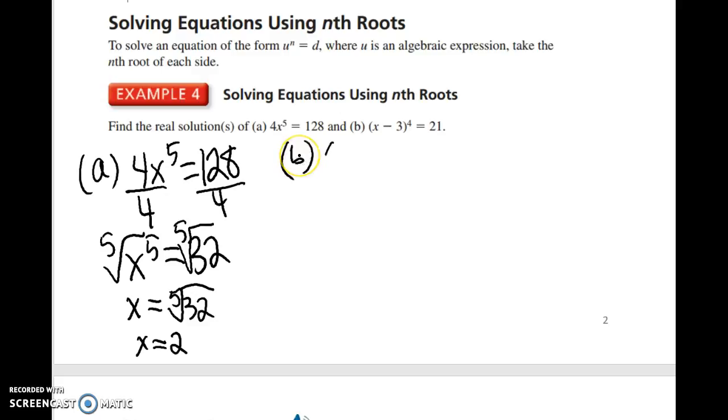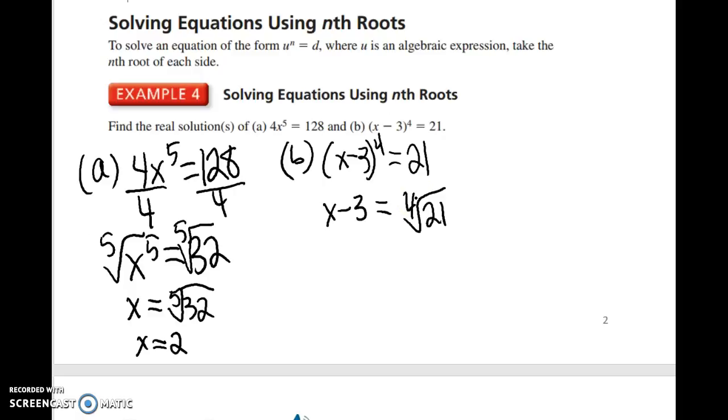In part B, we have something a little bit different. We have x minus 3 to the 4th equals 21. X minus 3 is all by itself, so we don't have to divide by anything like we did in the first part. We just have to take the 4th root of both sides. So if we do that, I get x minus 3 equals the 4th root of 21.